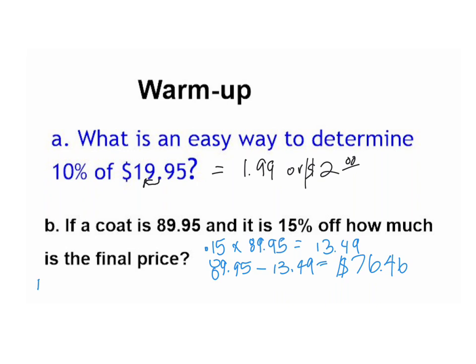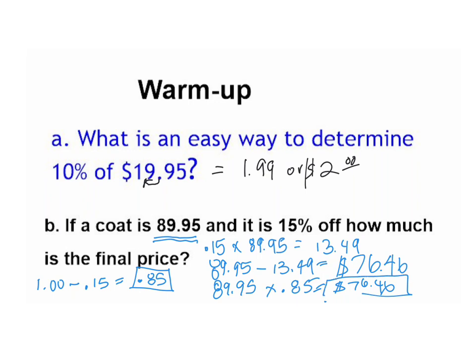There is another way to do this that's one step easier. If you take 100% as a decimal, which is 1.00, and you subtract 15% as a decimal, which is 0.15, what you get is 0.85. And you can just multiply 89.95 times 0.85, and you'll get the same amount that we came up with in our two-step process. 89.95 times 0.85 equals $76 and 46 cents. Doesn't matter which way you do it. The second way has one less step.